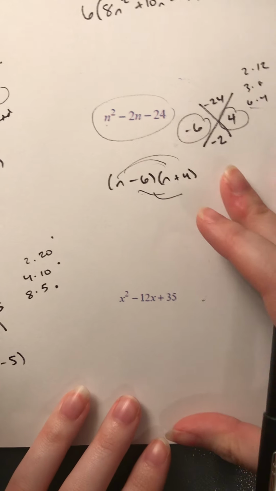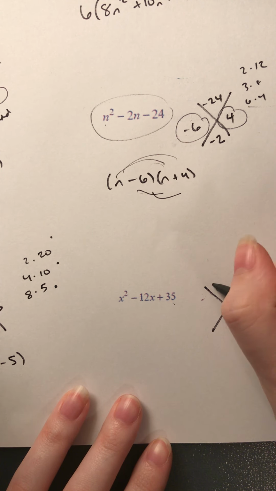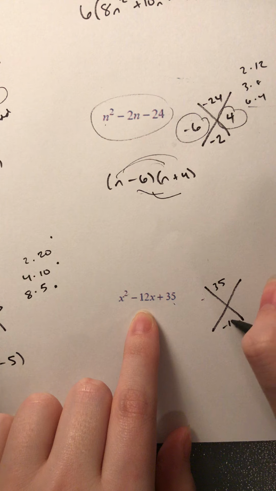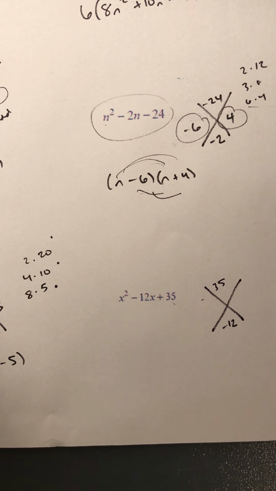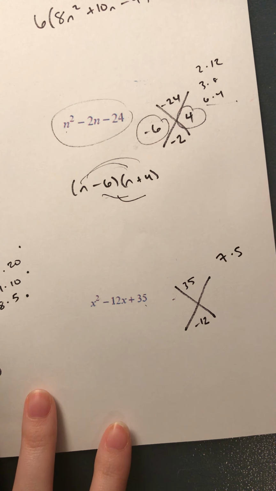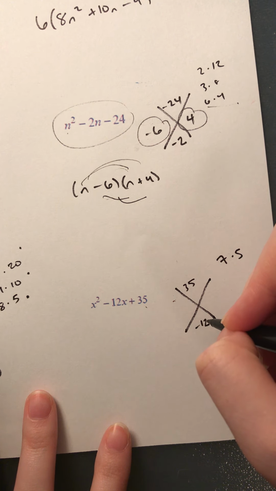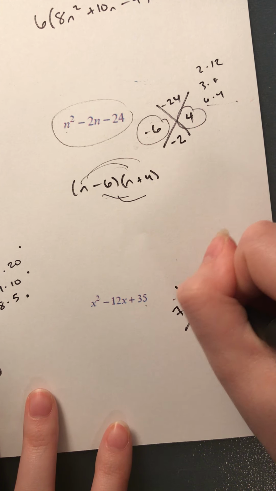All right, this one. Diamond. You want to multiply to 35 and add up to negative 12. So let's think about what multiplies to make 35. The one that's off the top of my head is 7 times 5. And hopefully we recognize 7 and 5 add up to make 12. So I'm going to go with 7 and 5.